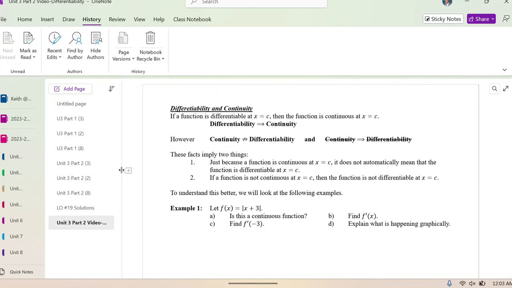So here's kind of a summary. If a function is differentiable at x equals c, then the function is continuous at that value. So differentiable means continuous. However, if it's continuous, it does not imply that it's differentiable. But if it's not continuous, it does imply that it's not differentiable. So that's what this is saying here.